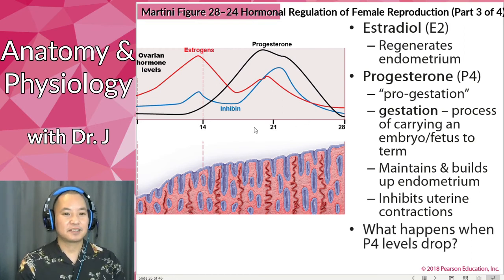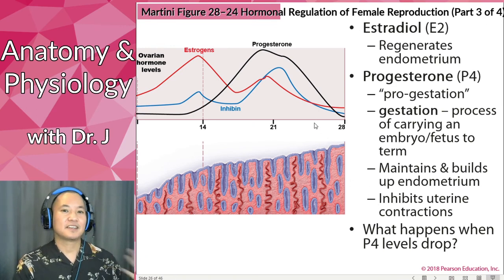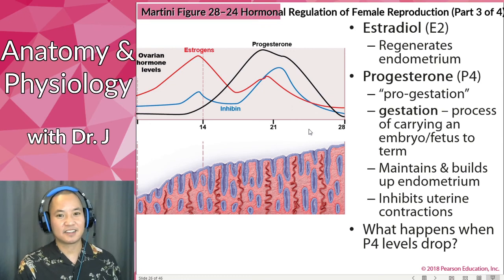So what happens at this point? Say there's no implanted embryo, there's no fertilization, and now this corpus luteum is maturing and being converted to corpus albicans. Well, what do you notice? With the loss of these granulosa cells and their replacement by fibrous collagen, you're not going to get all these hormones anymore.